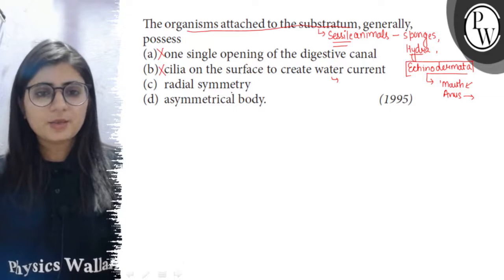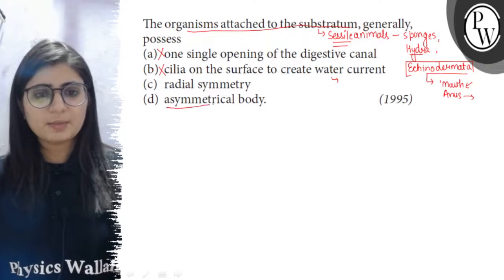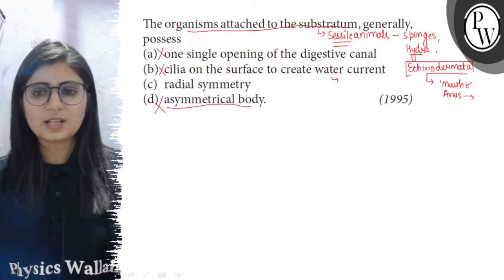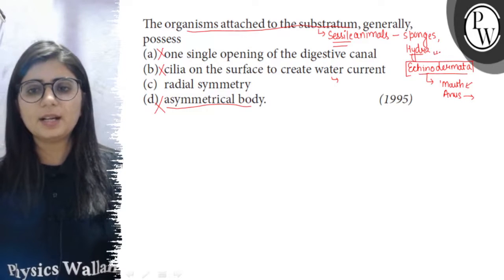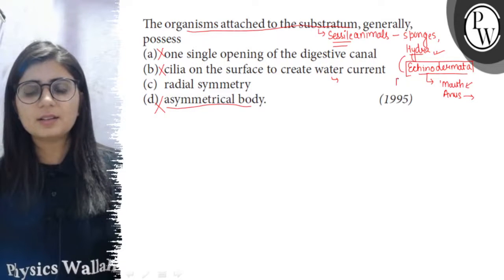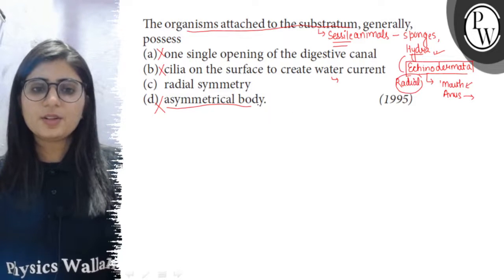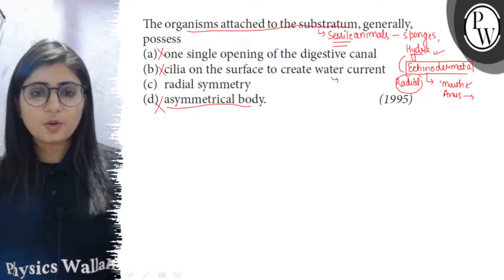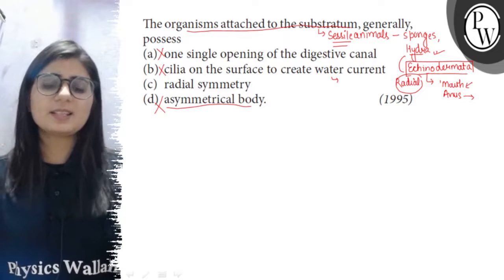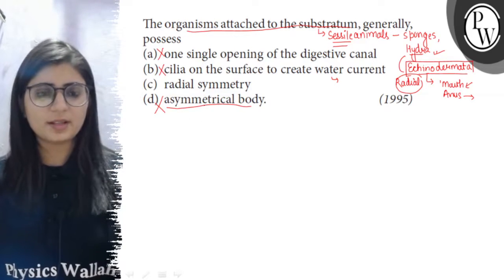Then radial symmetry and asymmetric body. So asymmetric body is rejected, because as you see in case of echinoderms and hydra, the body is having radial symmetry. They are not asymmetrical. So not all sessile animals are having this asymmetrical body. So this is also incorrect.